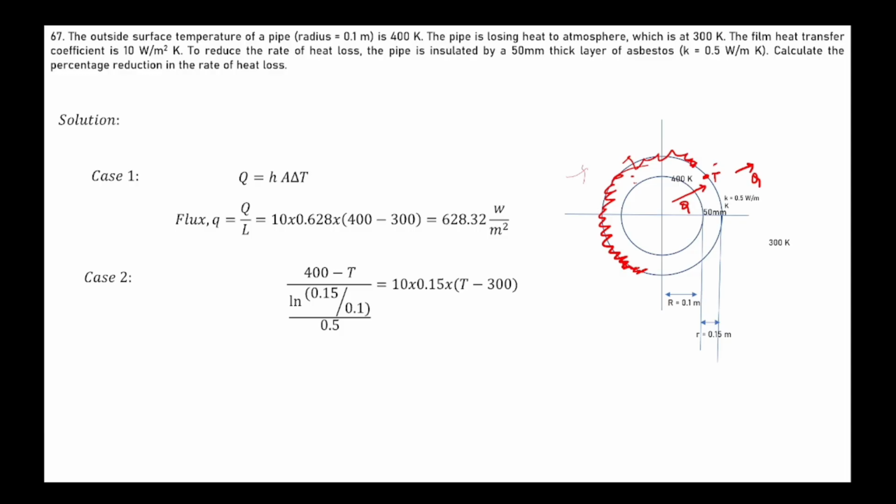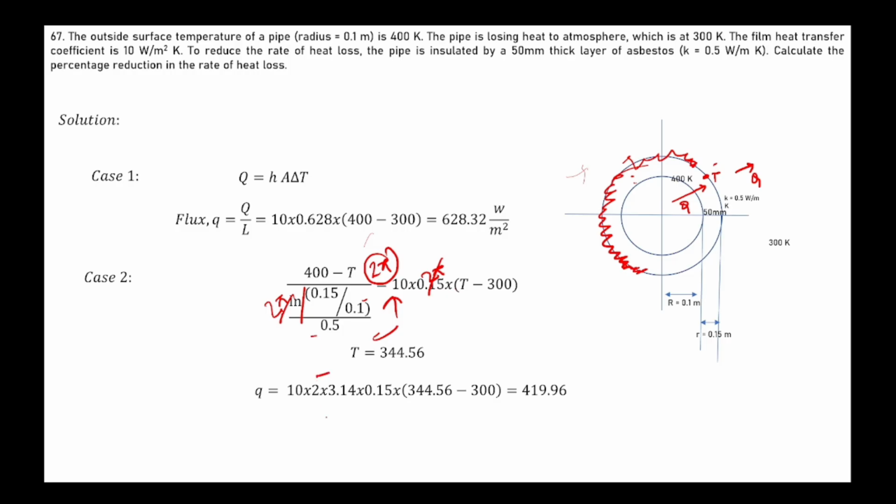So we will have this now. From this, the temperature is Q in the second case. Put the value of T in any of the equations, multiplied with 2 pi, because when 2 pi was here and 2 pi was here, we just cancelled it out. I have not shown this. So by multiplying 2 pi here, we are getting this. So 419.96 is the Q.